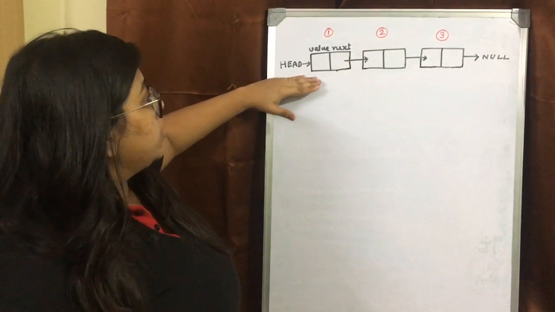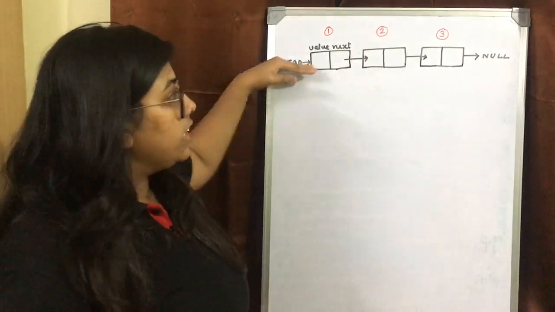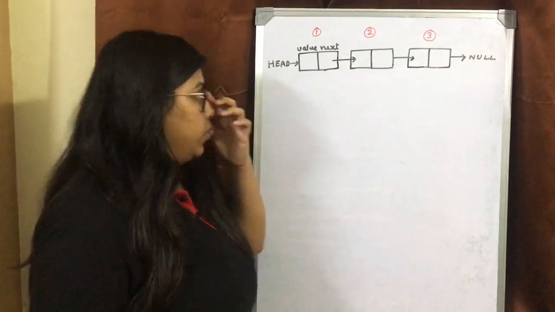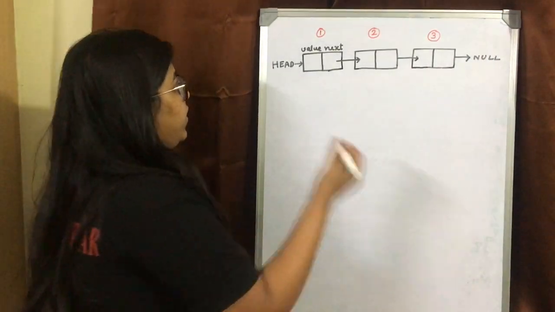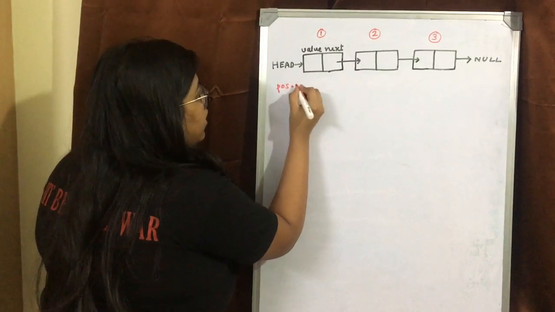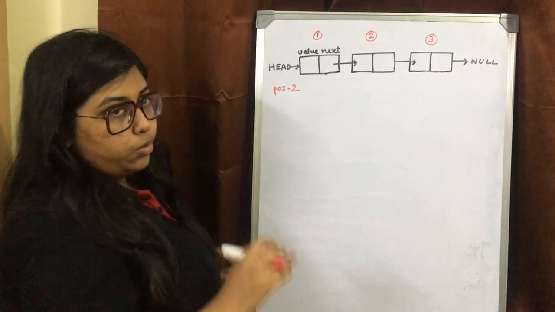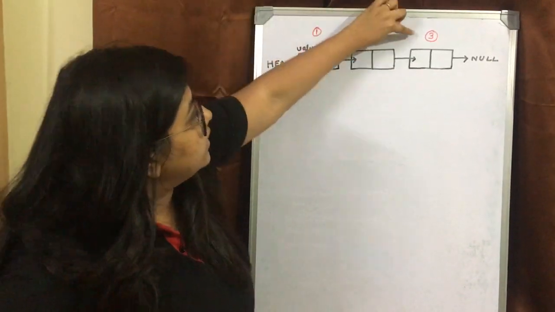The first node is called the head, through which we access the linked list, and the last node points to null because there is nothing after this last node. Let's say we are given a position, for our case it is 2, and we have to delete the node from position 2. So this is our position 1, this is 2 and this is 3.